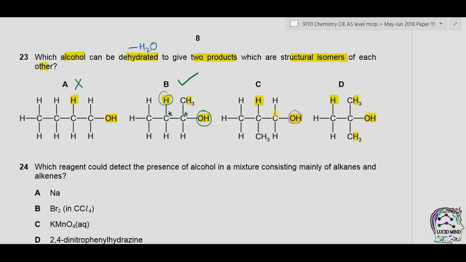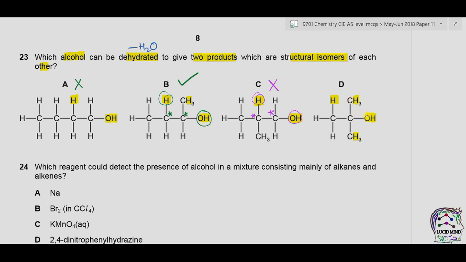In C we can remove OH from this carbon atom and hydrogen from this carbon atom. The product will be like this. CH3, C double bond CH2, CH3. As we have 3 carbon atoms in the long chain, and the double bond is present between first and second, and a methyl group is present on the second carbon atom, the name will be 2-methylprop-1-ene. As only one dehydration product is formed, therefore C is incorrect.